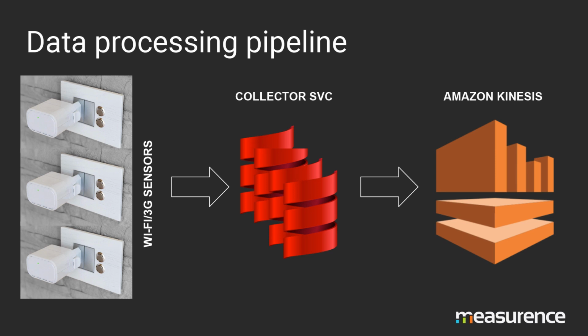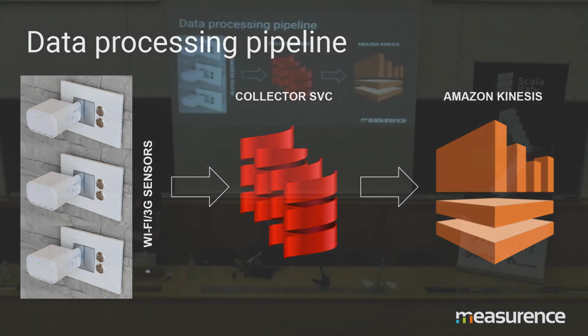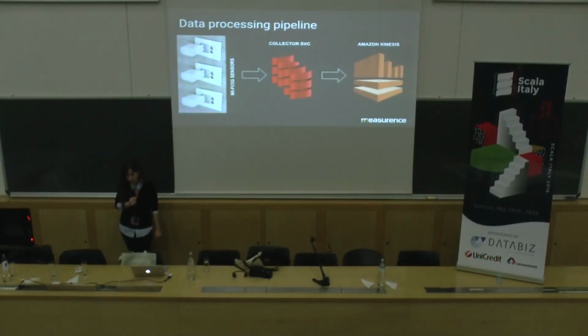Upstream, we have a bunch of sensors mounting Wi-Fi dongles and a 3G connection. Sensors capture Wi-Fi signals in the surrounding environment and send that data to multiple instances of the same Scala microservice, which is the one you are seeing in the middle, the collector service. The collector service analyzes and processes this data and finally sends the results to Amazon Kinesis.